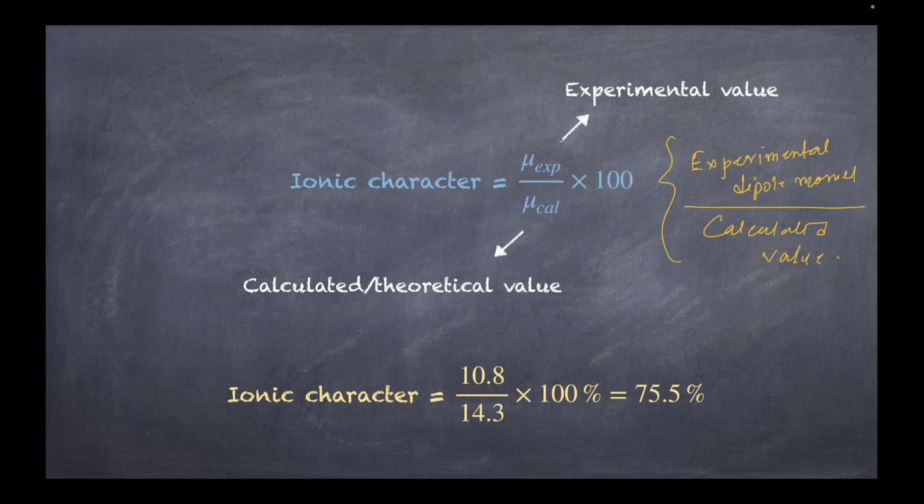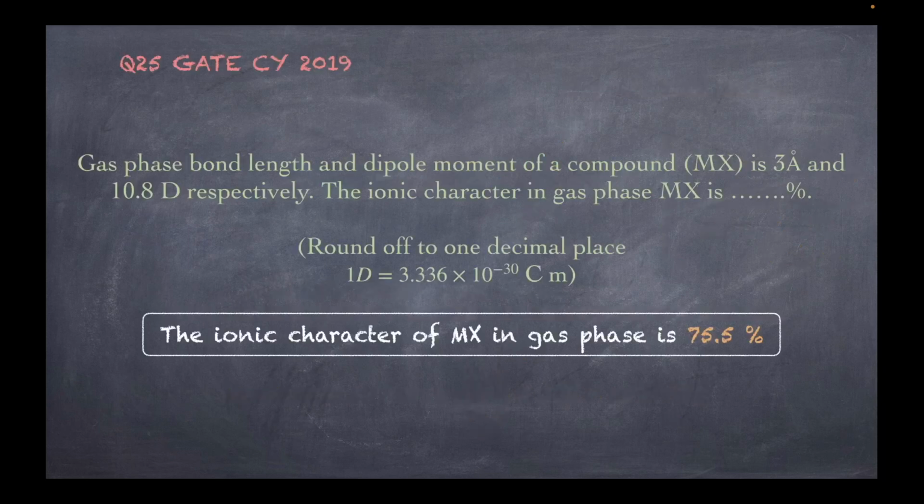The experimental value is given in the question, which is 10.8 debye, and the calculated value is 14.3 debye. So the ionic character will be 75.5%. The percentage of ionic character in the gas phase MX compound is 75.5%.